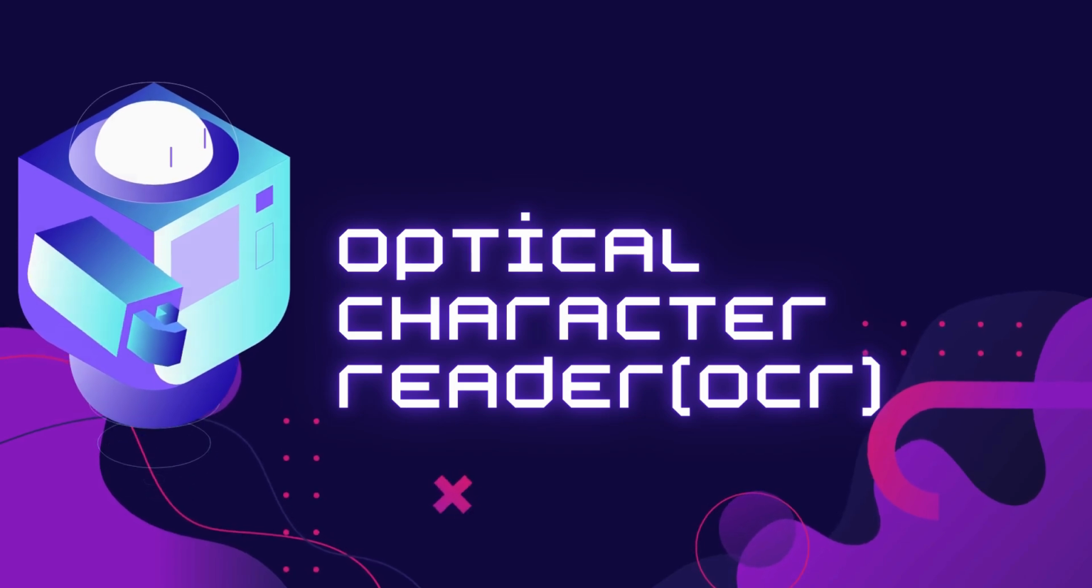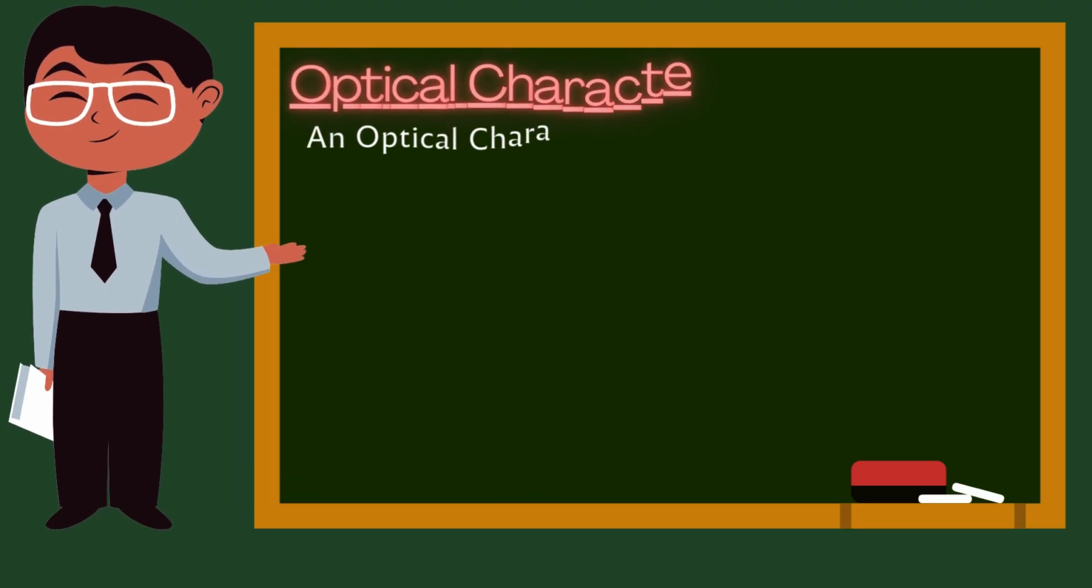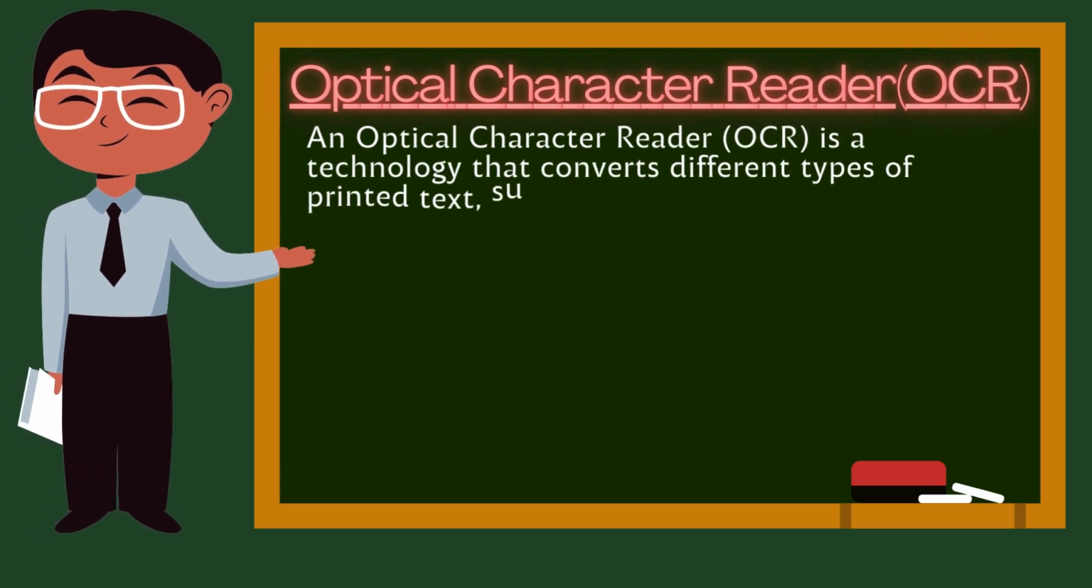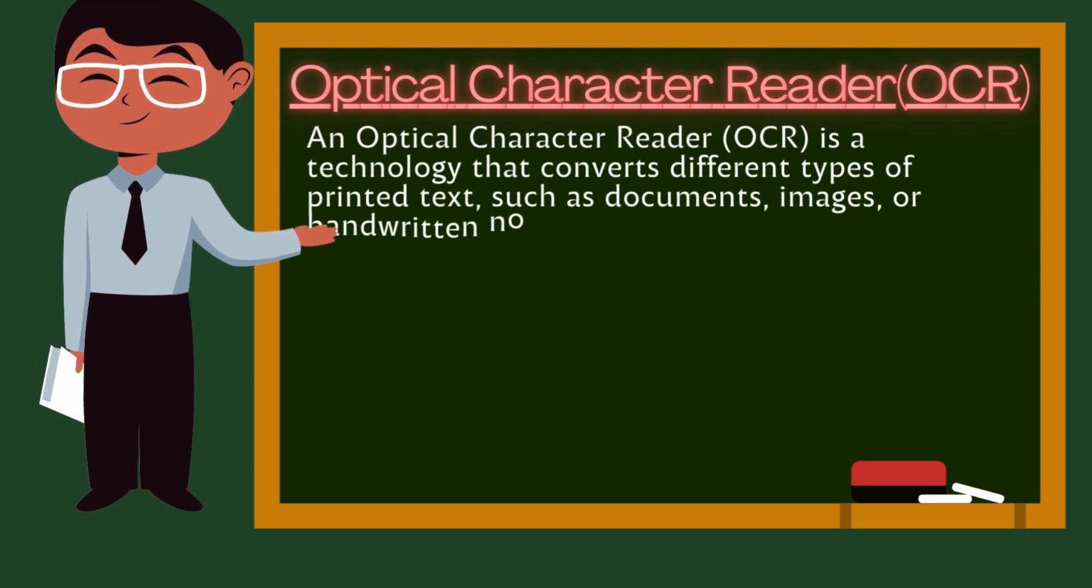Optical Character Reader (OCR). An optical character reader (OCR) is a technology that converts different types of printed text, such as documents, images, or handwritten notes, into machine-encoded text.